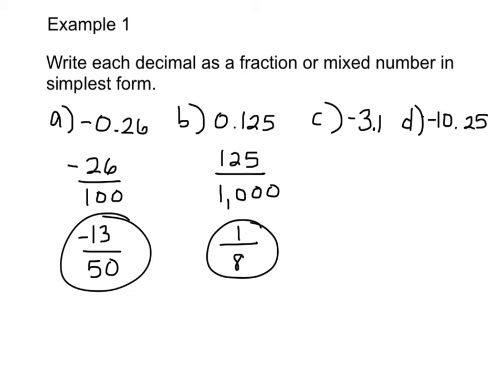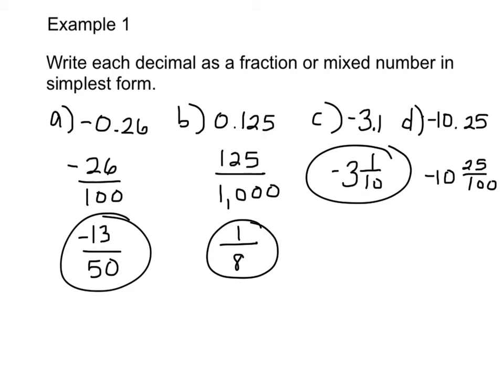The next one, you can either write it as an improper fraction and then simplify it, or the easiest way would be to just read it as a normal decimal. -3 and 1/10. So we write it as -3 and 1/10. 1/10 is simplified. And the last one would be -10 and 25 hundredths. What is the biggest factor that goes into both 25 and 100? It'd be 25. Divide by 25. It'd be -10 and 1/4.